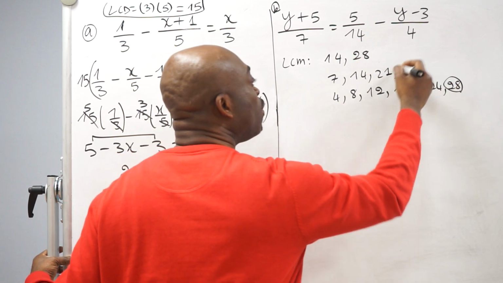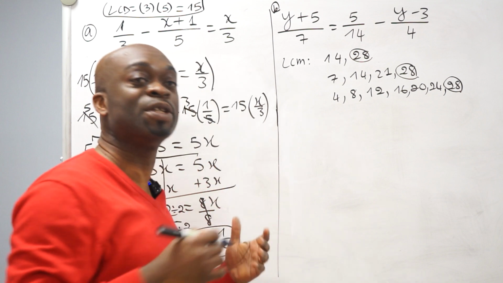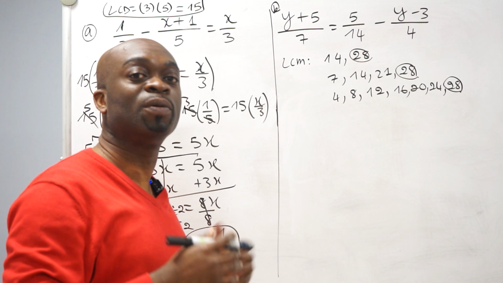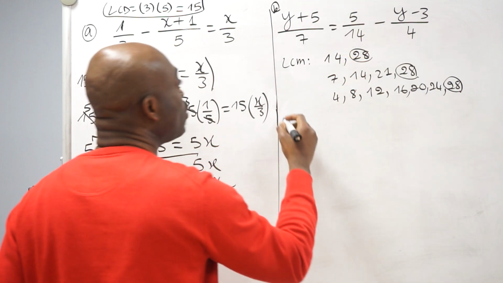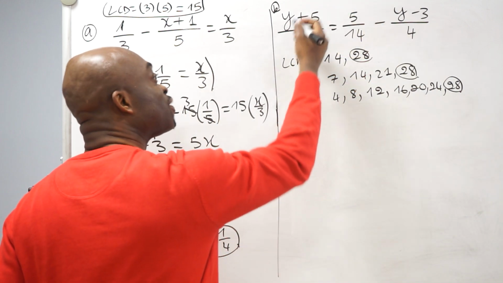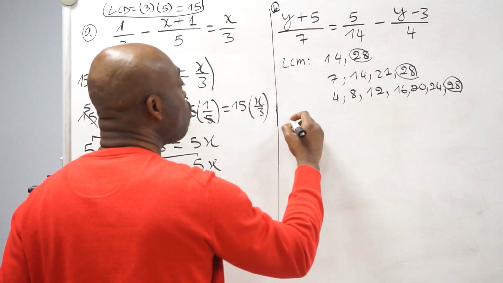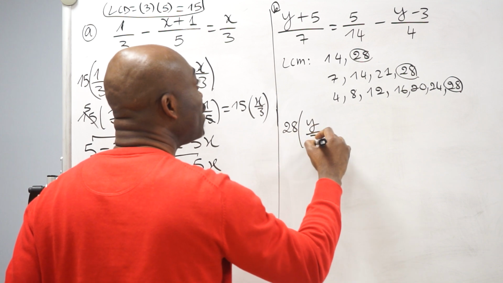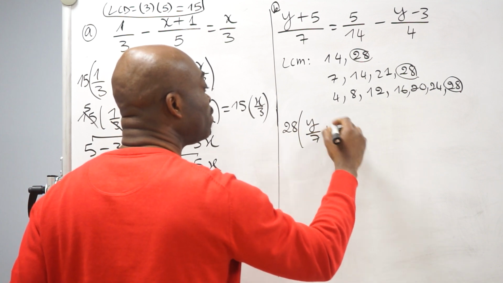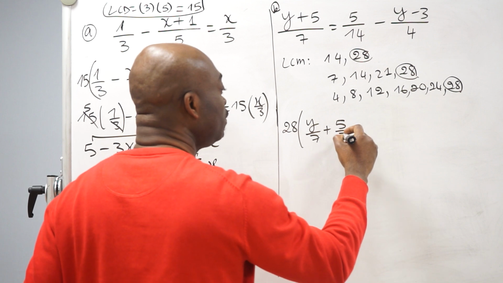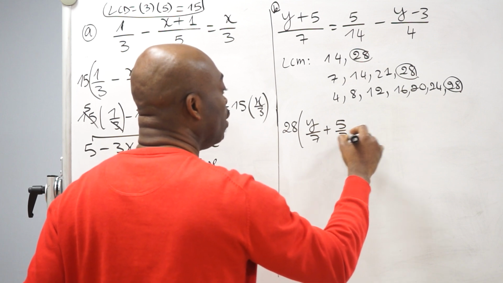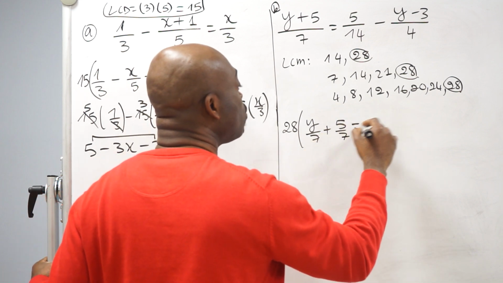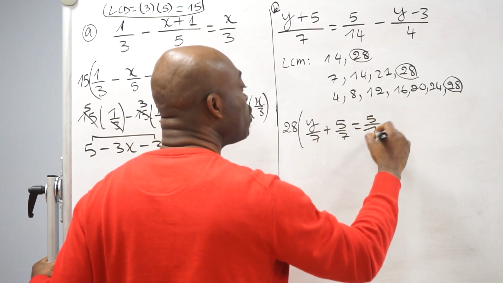So we see that 28 is in common for all three numbers. So that means 28 is going to be your lowest common denominator, or in this case, lowest common multiple. So we take it and multiply the whole equation by that. Now, as we multiply, we got to split up these fractions. So that means we have 28 times y over 7 plus 5 over 7, right? Equals to 5 over 14.